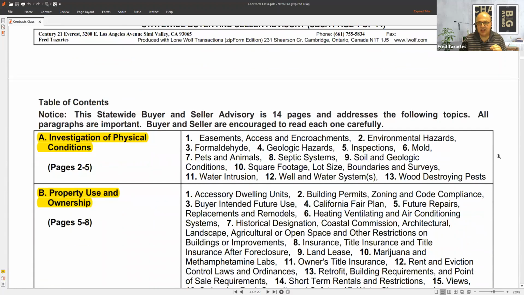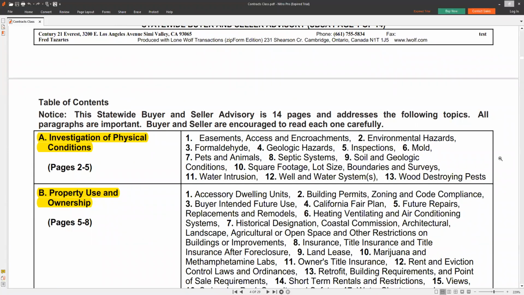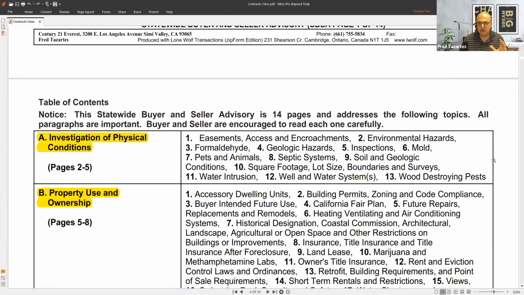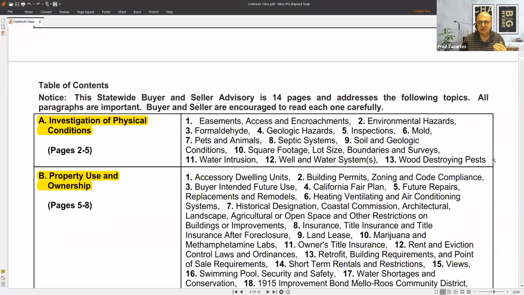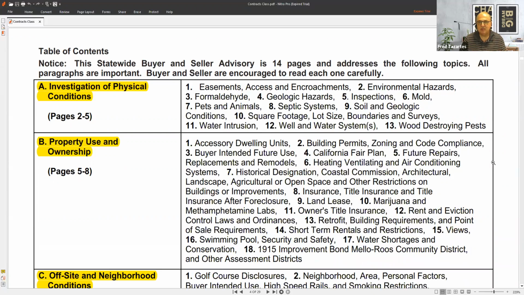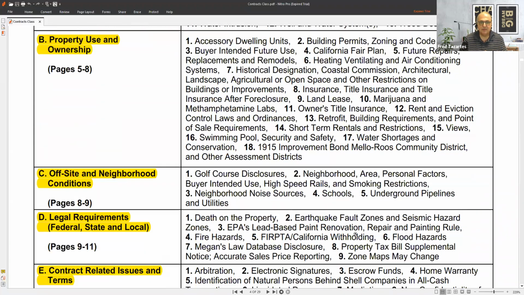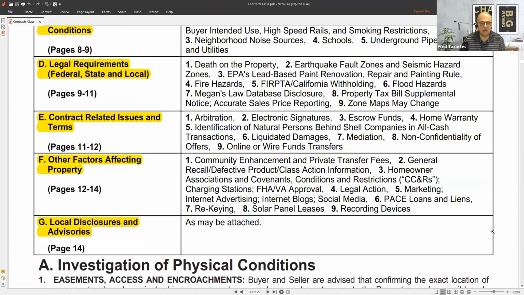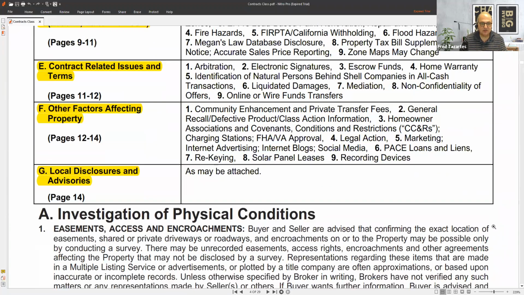Just to give you a heads up, this is what the new RPA is going to look like in another year, where it gives you a table of contents of where everything is in the document. That's why this became 14 pages, because it has a table of contents, which is pretty useful. So if you want to look where investigation of physical conditions are, these are the sections that take care of that. Legal requirements, these are the sections. And that's what made it now 14 pages.